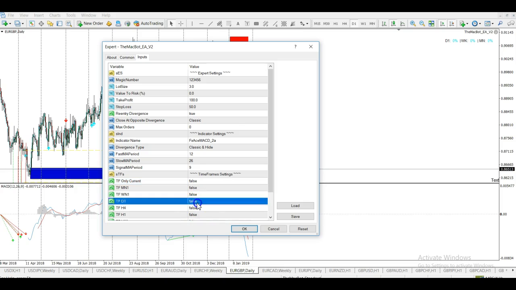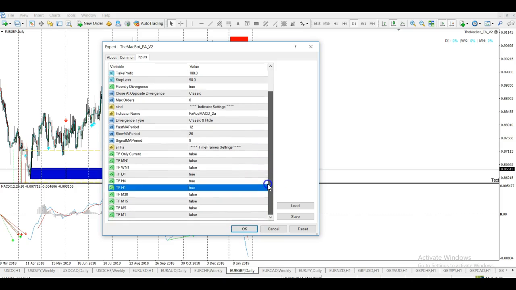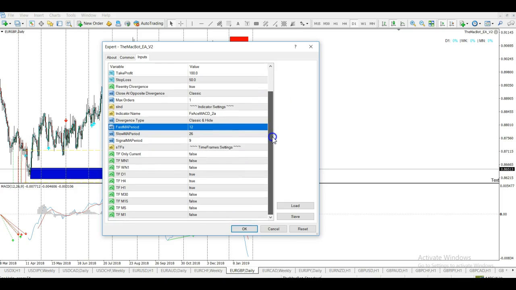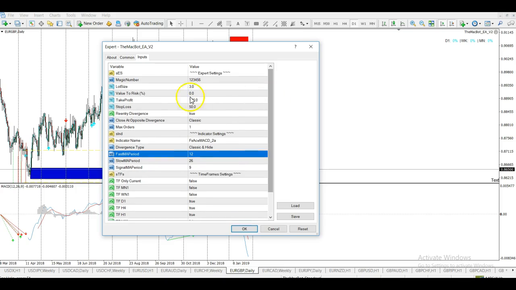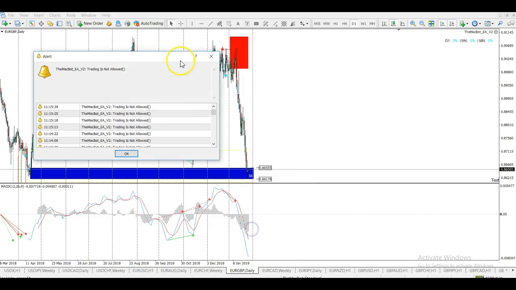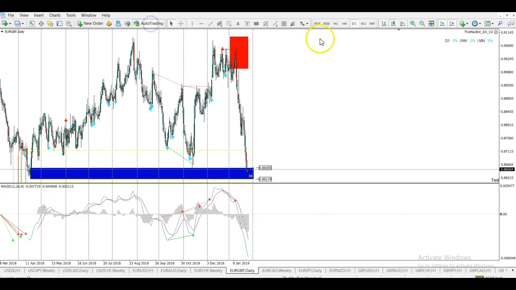False. Turn on the time frames we want to trade from. If I take one trade. Okay, make sure this is on. Allow live trading. We're only going to go long. Okay. I'm just going to hit auto trading. See, we've got a wee smiley face there.